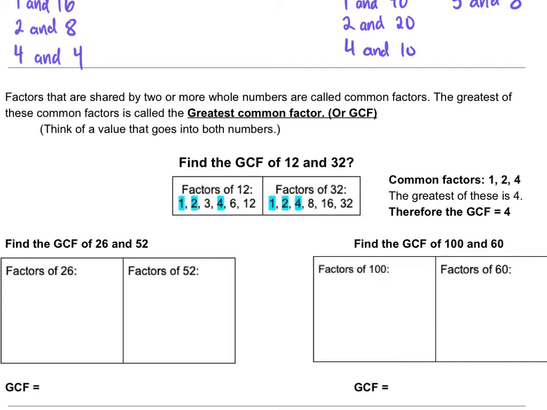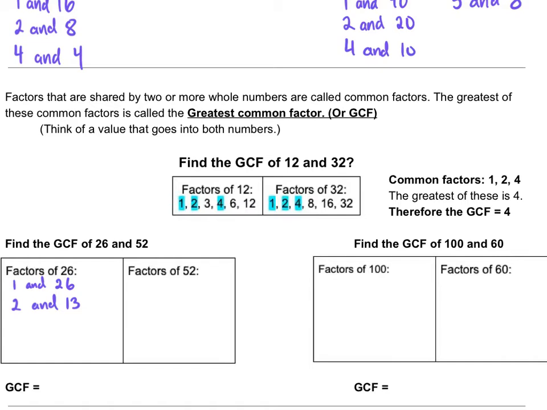All right, so factors of 26. I have 1 and 26, 2 and 13. 3 does not go into 26, 4 does not go into 26, 5 does not go into 26, 6 does not go into 26, 7 doesn't go into 26, 8 doesn't go into 26, 9 doesn't go into 26, 10 doesn't go into 26, 11 doesn't, and neither does 12, and that gets us back to 13. So now we've hit all of our factors for 26.